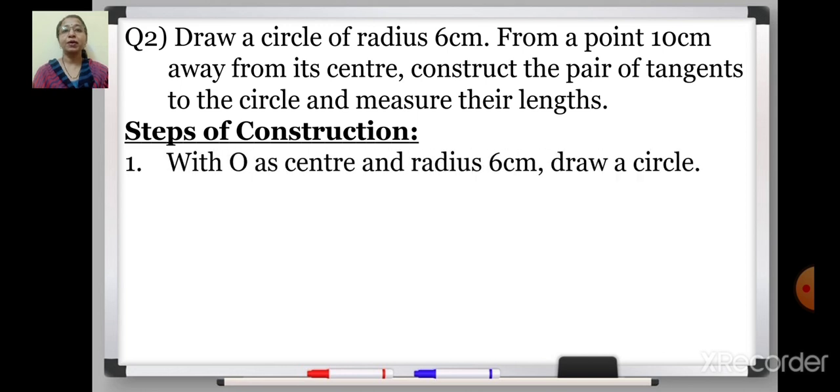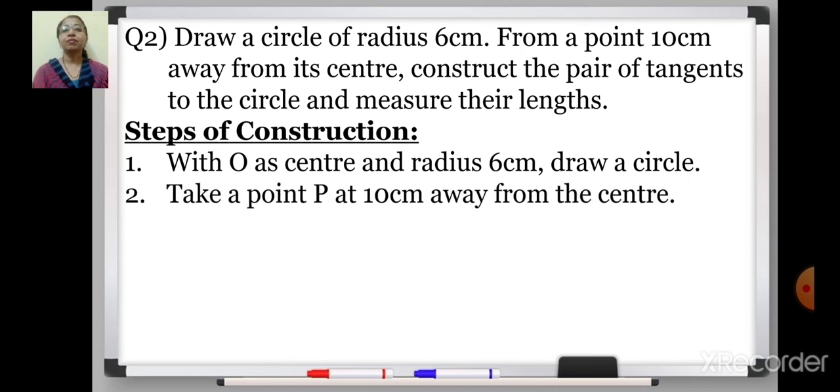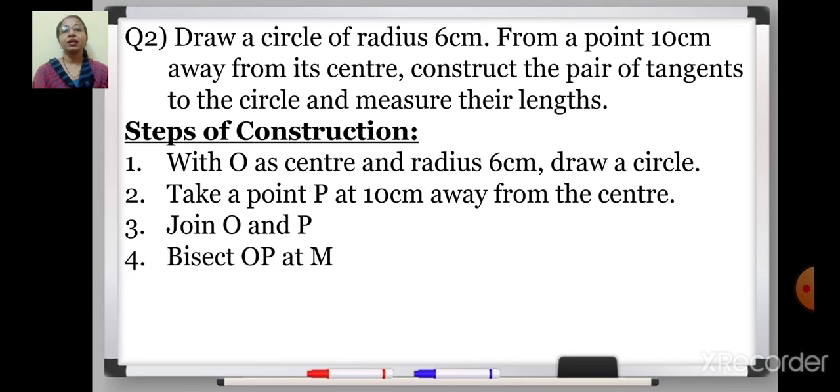So the very first step, with O as center and radius 6 cm, we will draw a circle. Then take a point P at 10 cm away from the center of the circle. Then third step, we will join that center with the exterior point P. Next, we will bisect that segment OP. We'll draw the perpendicular bisector of segment OP, and where that perpendicular bisector meets OP, give that point as point M.